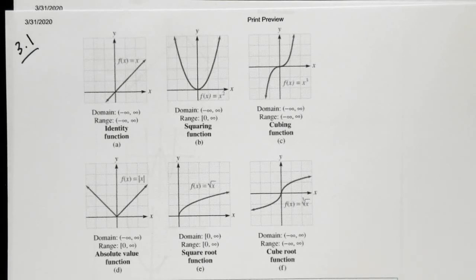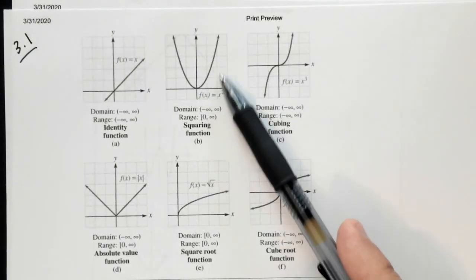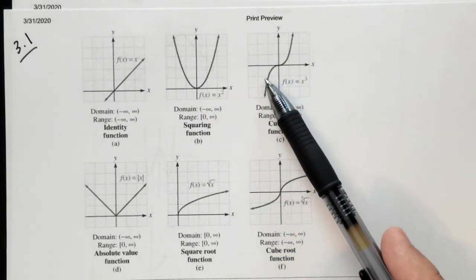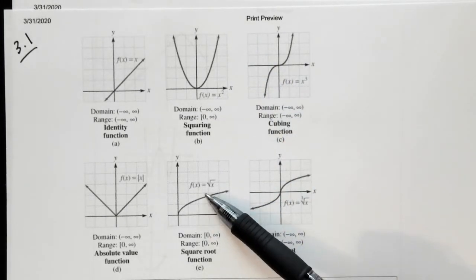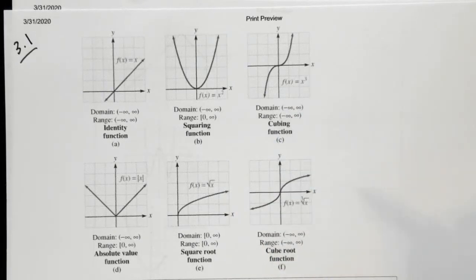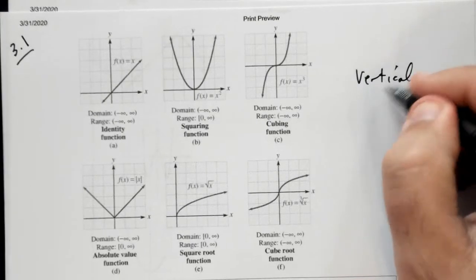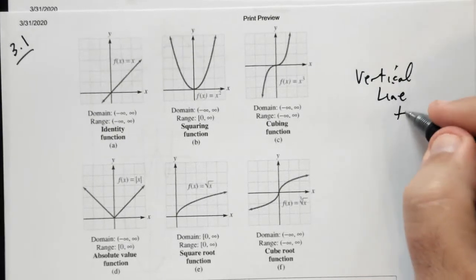Now what makes these functions? Well, for every x value there's a y. For every x value, there's a different y every time. Now, there is what's known as a vertical line test.